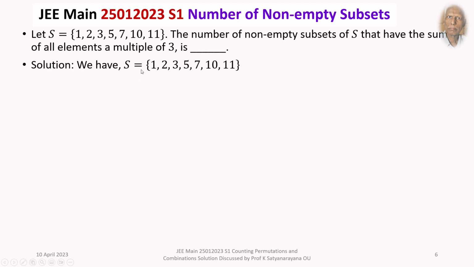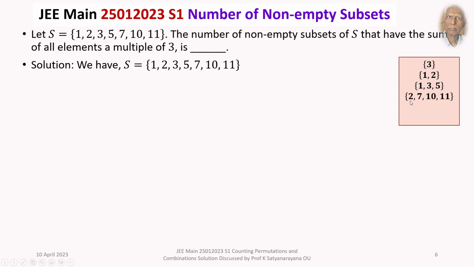And the other one, I can easily see, is a singleton set consisting of 3. That's also a subset whose elements when added is a multiple of 3. So singleton 3 can also be a candidate. The subset consisting of 1, 2, when added, is 3, which is a multiple of 3. That's also a subset. And the subset consisting of 1, 3, 5, when added, you will get 9, which is a multiple of 3, is also one of the required non-empty subsets.